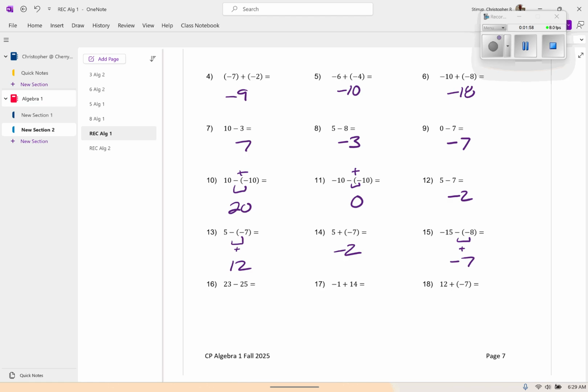23 minus 25 is going to be -2. -1 plus 14 is 13. Something costs $1. You have $14 in your pocket, so you have 13 left in your pocket. If you see plus minus, it's the same thing. It's just a minus. So 12 minus 7 is going to give me 5.